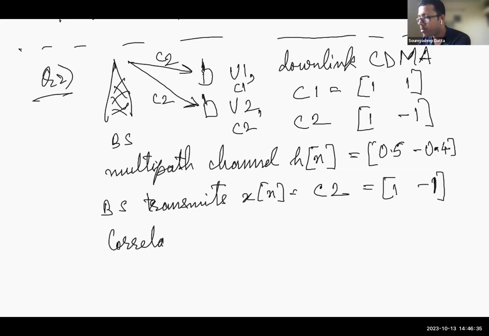Similarly, if you put n equal to 1, then you have x[k] h[1 minus k]. If you put k equal to 0, you get x[0], which is 1, times h[1], which is minus 0.4. So this will be minus 0.4, plus you get one more term, which is x[1], which is minus 1, and h[1 minus 1], which is h[0], which is 0.5. So minus 0.4 and then minus 0.5.